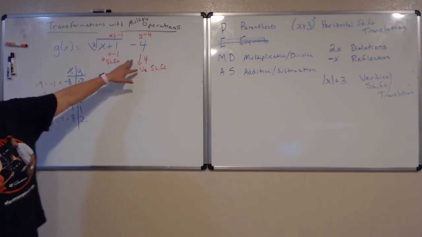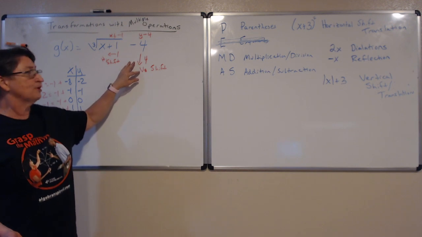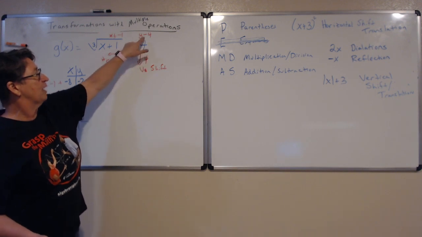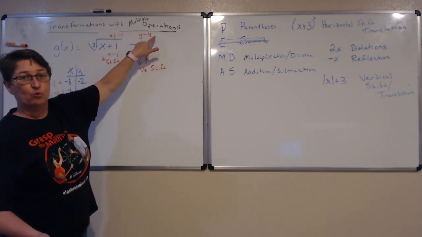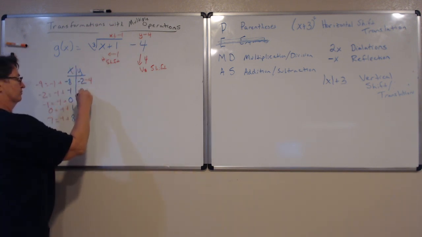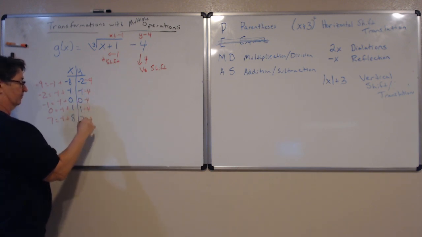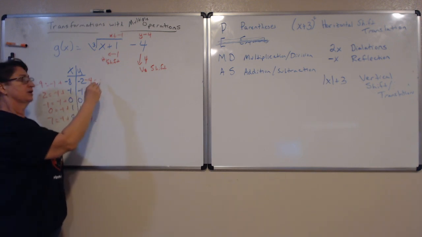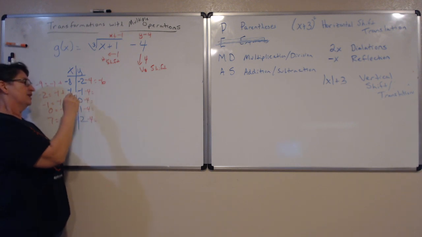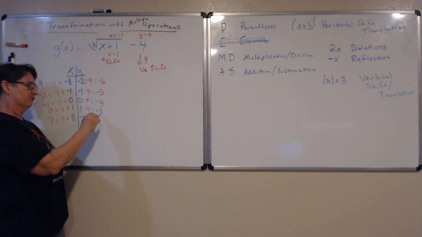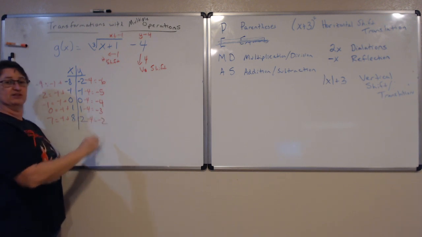All right, then the only other thing I have is the vertical shift. So I'm going to do that next. To make it vertically shift, I'm going to subtract 4 from all of my y values. So from all of my y values, I'm just going to subtract them down 4. Negative 2 minus 4 gives me a negative 6. Negative 1 minus 4 gives me a negative 5. 0 minus 4 is a negative 4. 1 minus 4, negative 3. And 2 minus 4 is a negative 2.